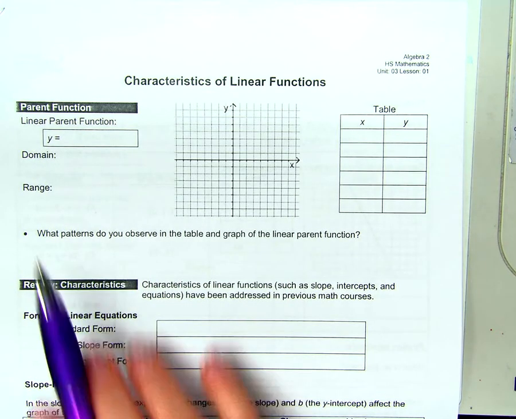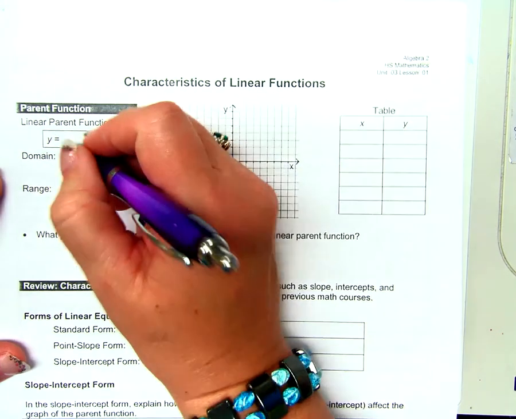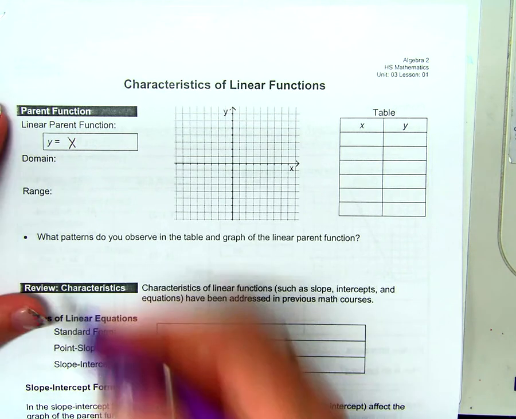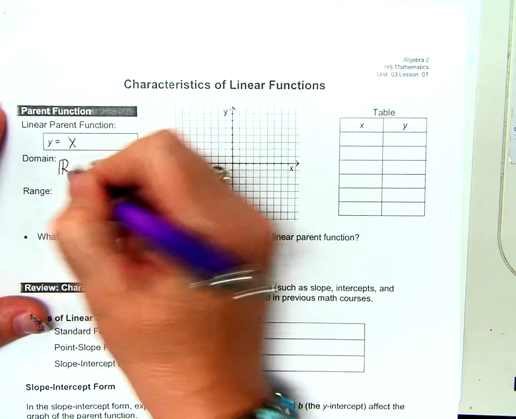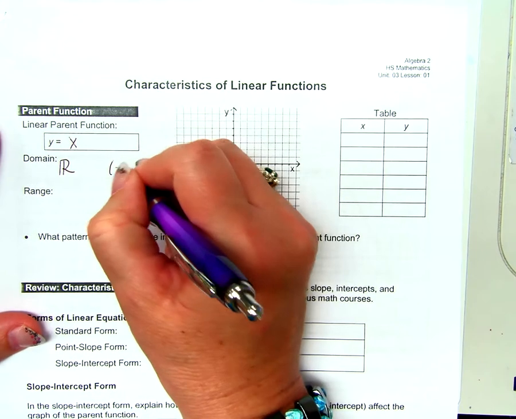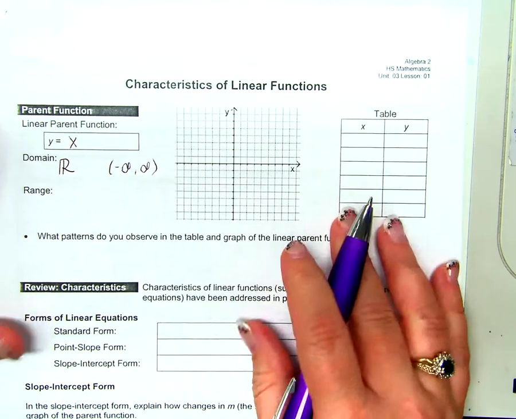All right? What is the linear parent function? Y equals x. Okay? What is the domain of the linear parent function? All real numbers. That's one way to write it. What's the other way to write it? Negative infinity to positive infinity. I'm so sorry about that infinity sign. That's not pretty.